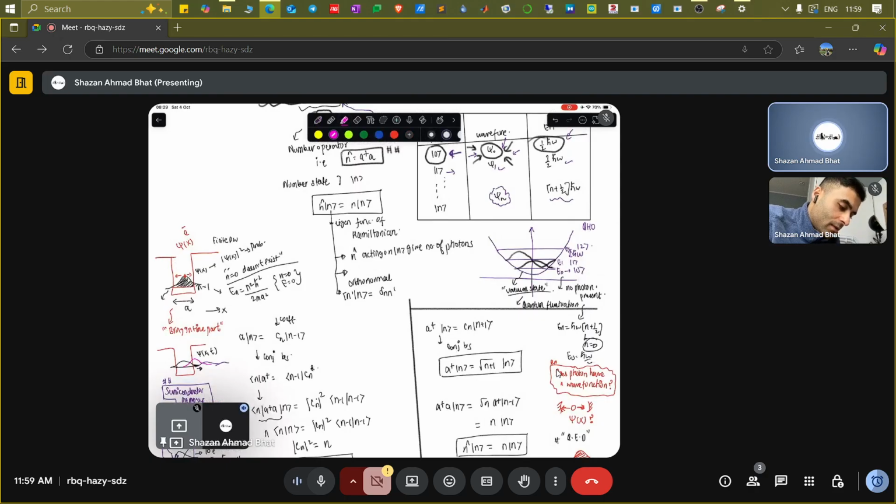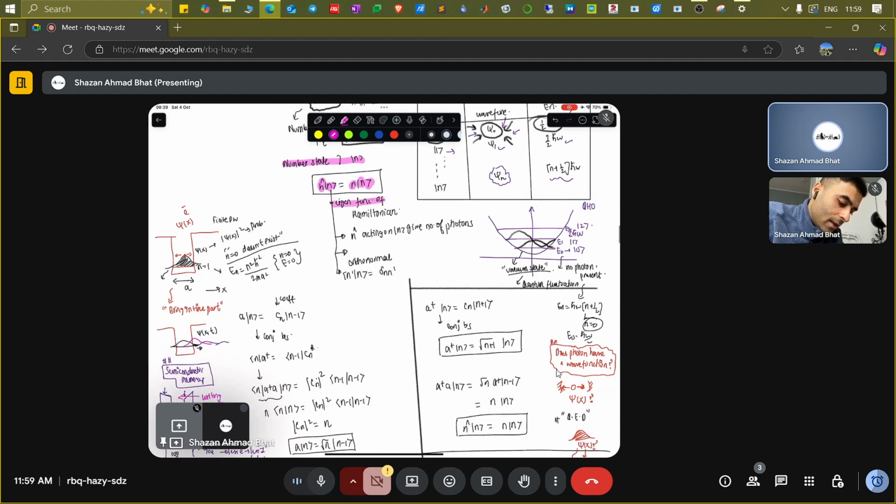So now there are certain things about number states. A number operator operating on a number state is going to give you the photon number times the number state. So it's the eigenfunction of the Hamiltonian. Obviously, it gives the number of photons and it's orthonormal. What does this orthonormal mean?